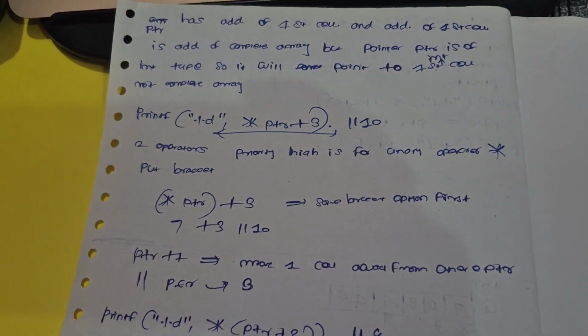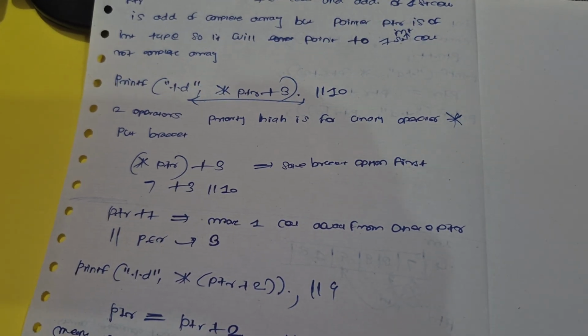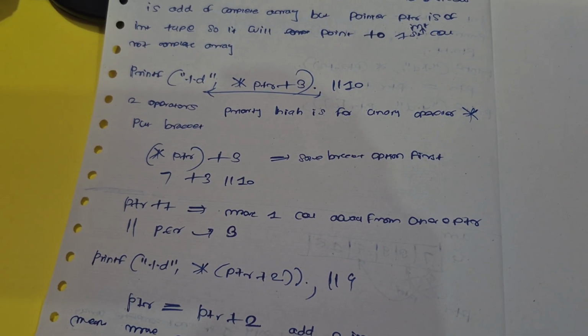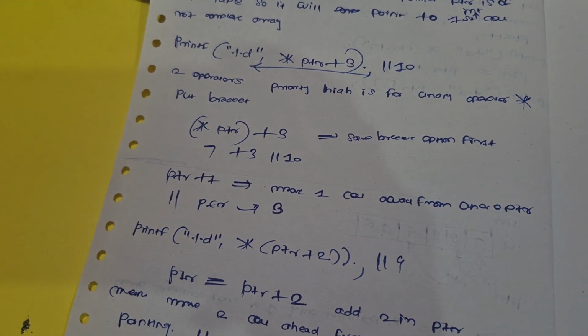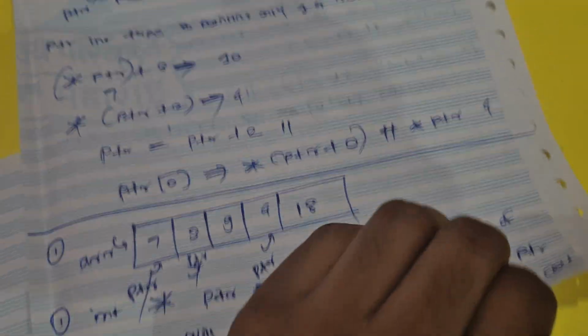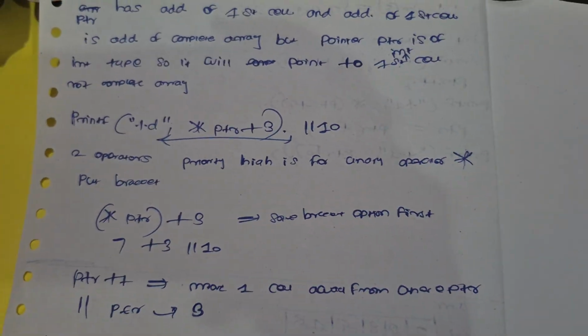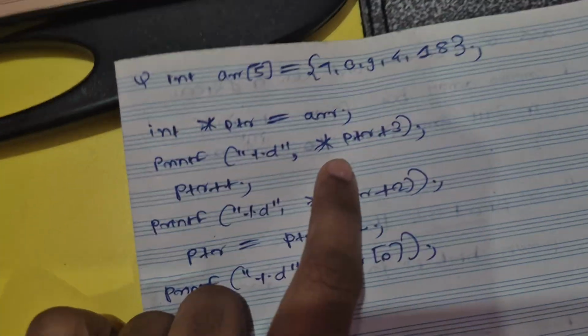We need to print this. There is no bracket, there are 2 operators. Star is a unary operator and it has higher precedence, so put the bracket and then solve it. So star of pointer means we need to see the value, which is 7, and 7 plus 3 is 10. So 10 would be the output for this line.